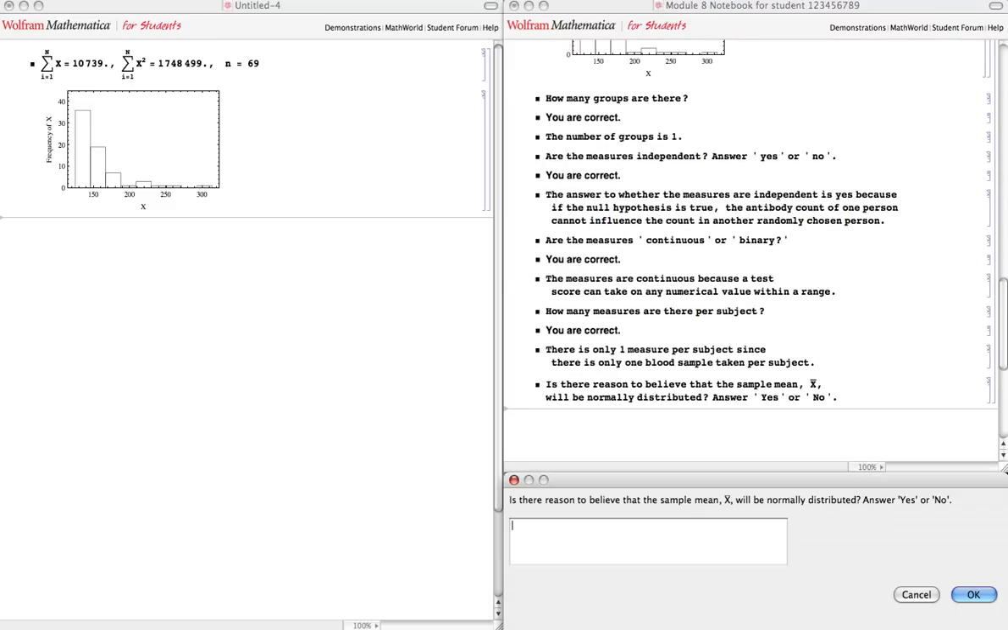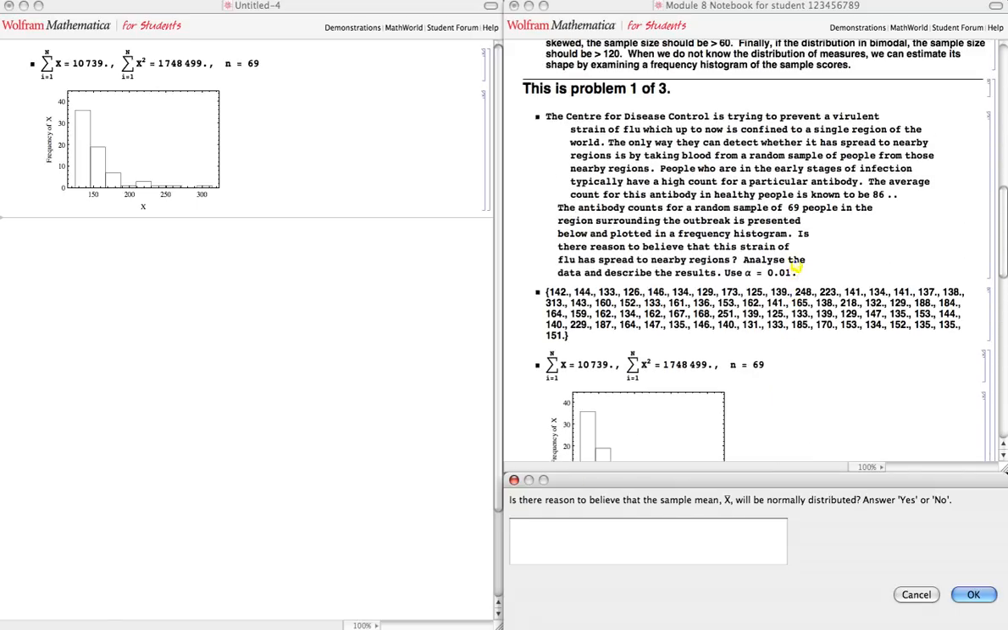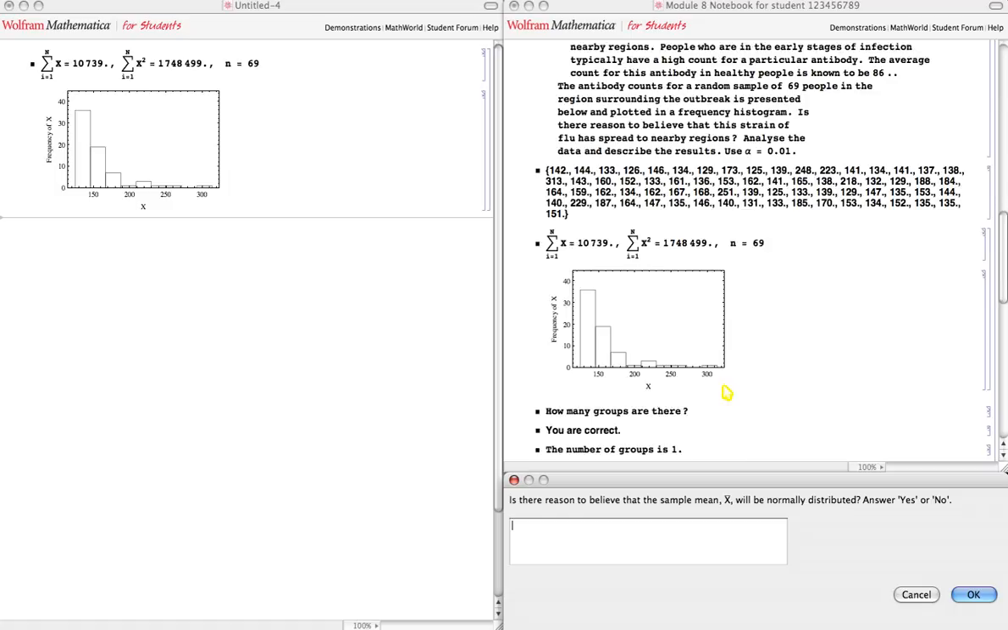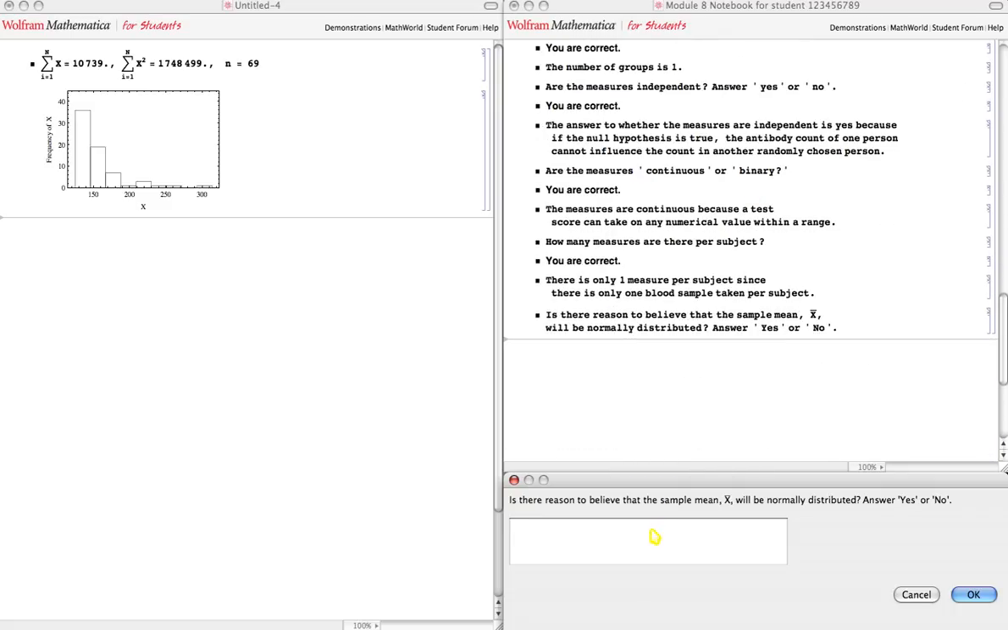Is there a reason to believe that the sample mean will be normally distributed, yes or no? Let's see how many. They have 69 individuals in their sample. From the histogram, you'll notice the data are skewed, but because you have a high number of individuals in your sample, more than 60, it means that the sample mean will still be normally distributed. So the answer to that is yes.